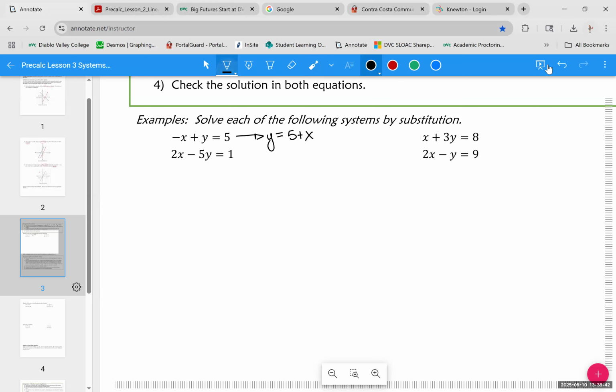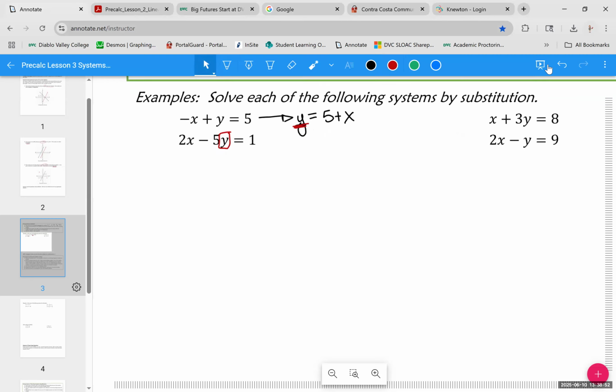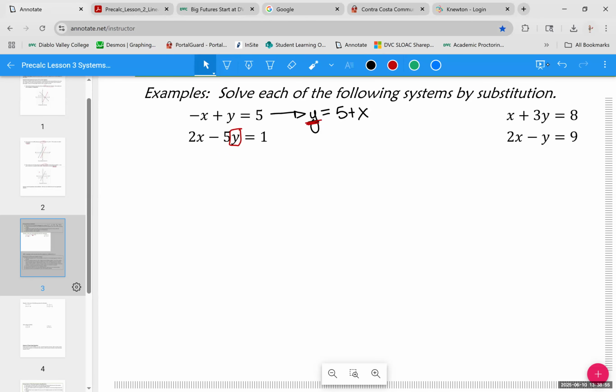So now what we're going to do is go to the other equation. And since we got the y by itself here, I'm going to take the y in the second equation and substitute into that equation what the y is equal to. So everything else in that equation is going to stay the same. It's still 2x minus 5y equals 1, but the y is going to be taking its equal form, which is 5 plus x.